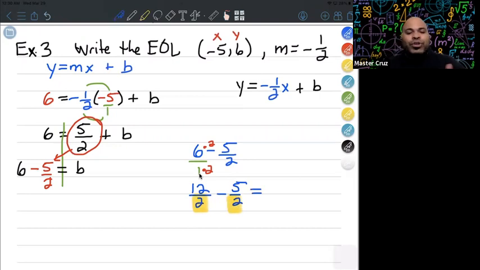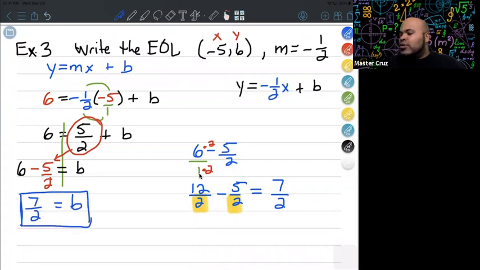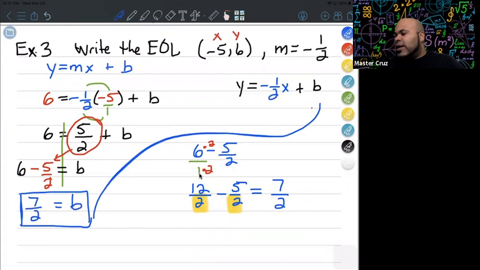So I subtract the numerators. 12 minus 5 is 7 over, and you leave the common denominator alone. Do not change it because if you change it, it's no longer common. So you always leave it alone. So that means that if I go back here, 7 halves equals b. So I know what b equals because that's what 6 minus 5 over 2 is. So I'm going to take this and I'm going to plug it in right here. So I'm going to erase the b and I'm going to write down 7 halves. And that is the equation of a line.